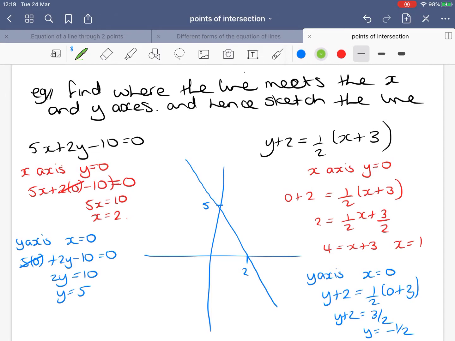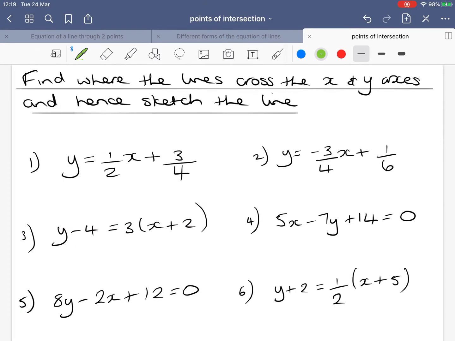So I'll draw this in green on the same axes. So it crosses at x equals 1 and it crosses at y equals minus a half. So this line looks like that. Okay. You have a go, work out where each of these lines cross the x and the y axis and then do yourself a sketch. Press pause and I'll show you the solutions when you press play again.